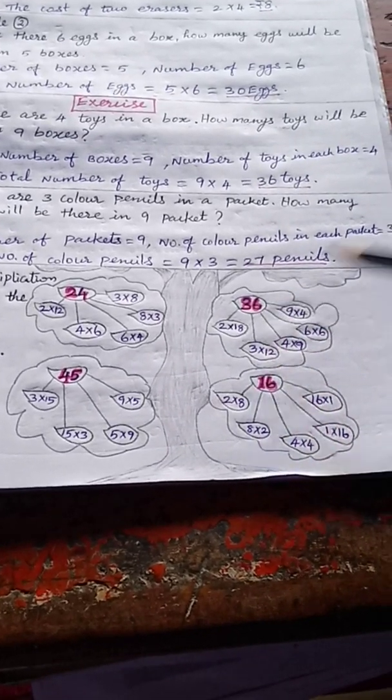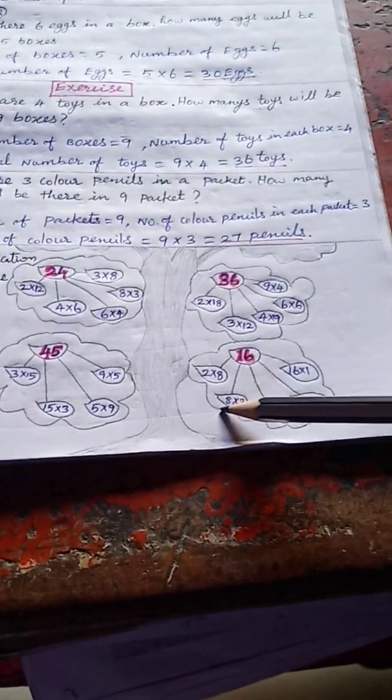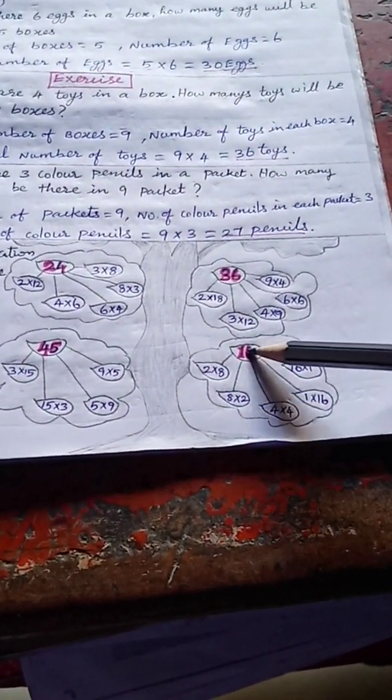9 4s are 36. And 16, how will it come? 2 8s are 16. 8 2s are 16. 4 4s are 16. 1 6 are 16.